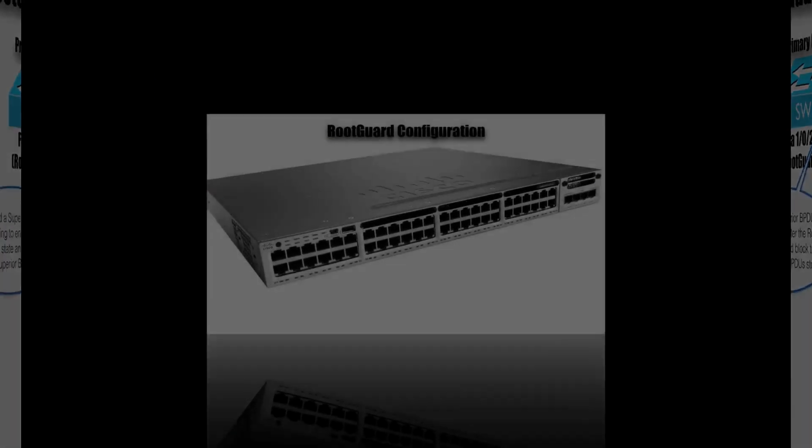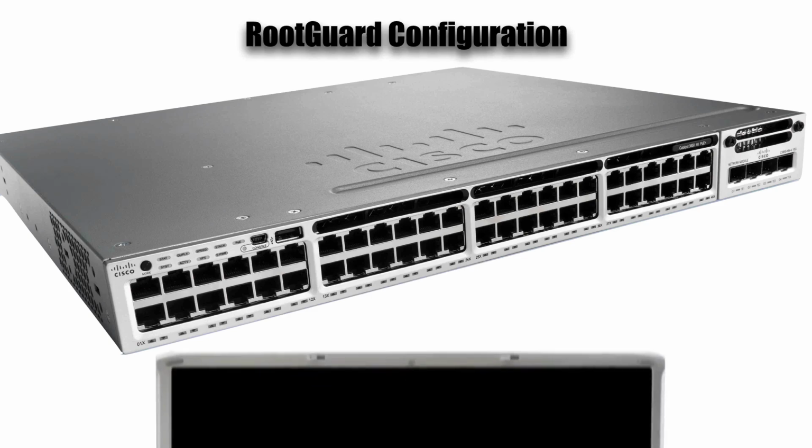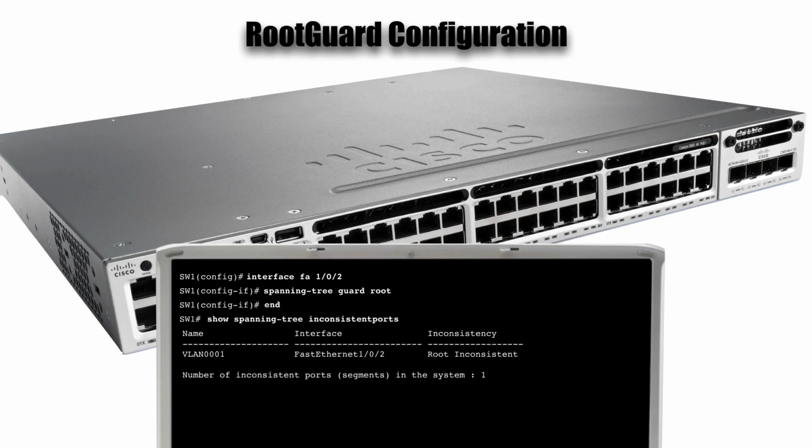Here's how we can set it up. We only configure this, by the way, at the port level. Let's go into interface configuration mode, let's say for FastEthernet 1/0/2, and we can say spanning-tree guard root. And to see if we do have any ports that are in that root inconsistent state, we can say show spanning-tree inconsistentports, and it looks like we do have one here.